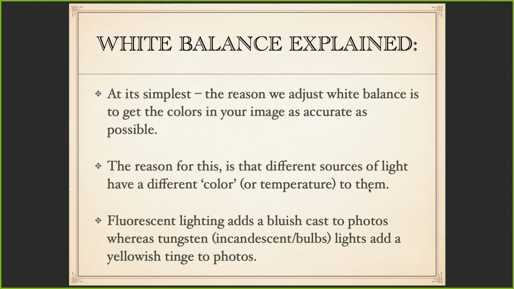For example, fluorescence typically can add kind of a bluish cast, although there are tons of different types of fluorescence. We'll talk about that a little later when we talk about presets. There are fluorescents that are more green or magenta. They can be all over the place, so it can be a little harder with fluorescence. But our typical, really common incandescent light bulbs, tungsten lights, can add a yellowish or orangish tint, what we call a warm tint.